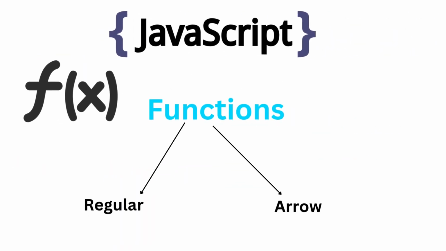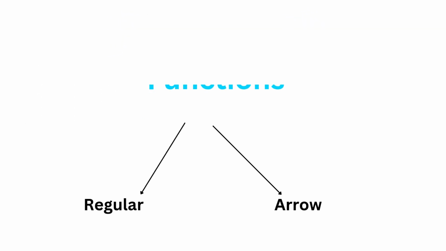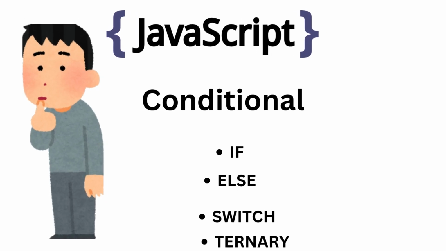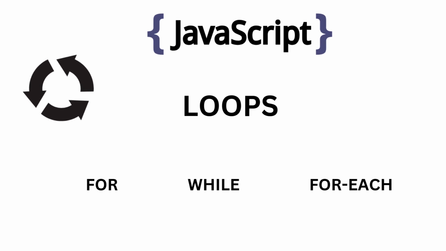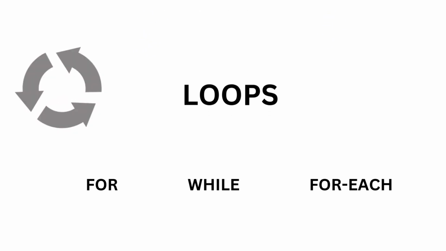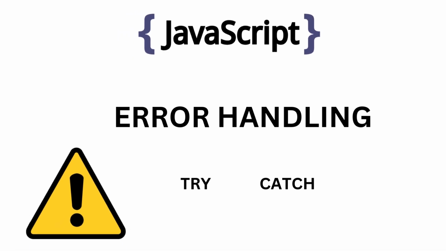Functions: how to define and invoke functions, regular functions and arrow functions. Conditionals: if, else, switch, and ternary operators. Loops: for, while, and forEach loops. Error handling: try, catch, finally, and throw for handling exceptions.